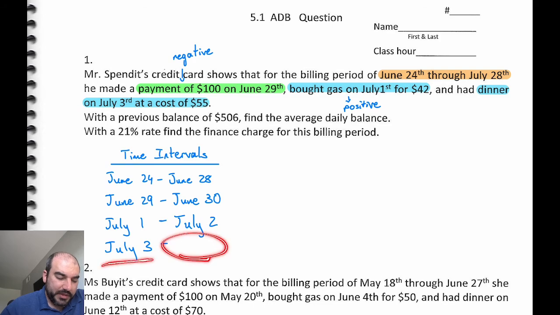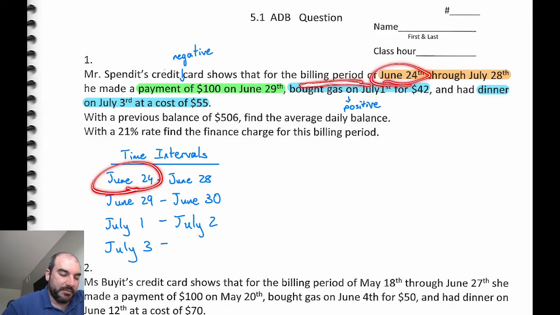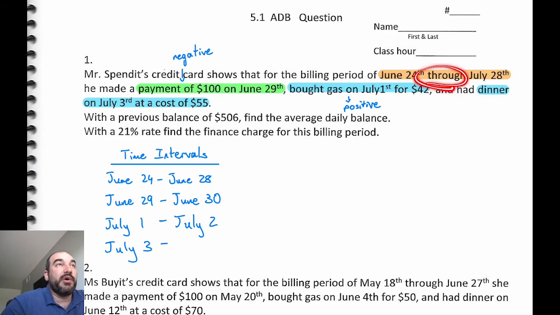And then where does my last interval end? It goes from July 3rd to what date? 28th. Why 28th? Where are you getting that? From June 24th through July 28th. Good. The billing period from the beginning of the question, this is our starting. We should always start and end with our billing cycle. So we start on June 24th because that's when the billing cycle starts. And notice how it says through July 28th. So we want to include July 28th here.